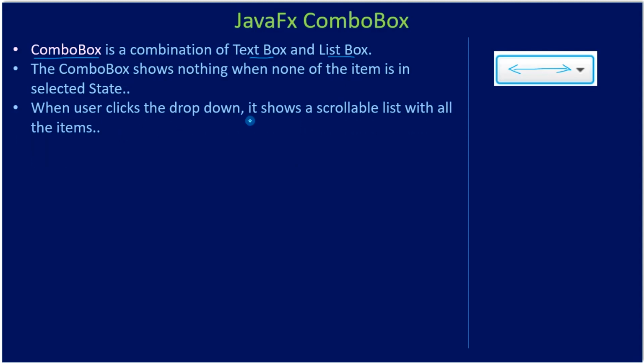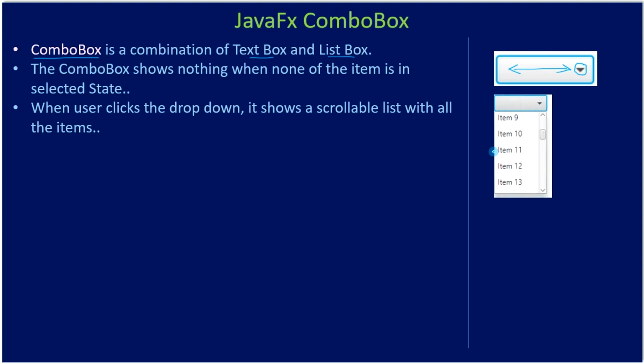When user clicks the drop down, means when they click this down arrow button, it shows a scrollable list with all the items. Here what you see is the scrollable list, and since there are multiple items, it cannot show all the items. It shows 5 items here through the list, but you can browse through all the items using this scroll bars.